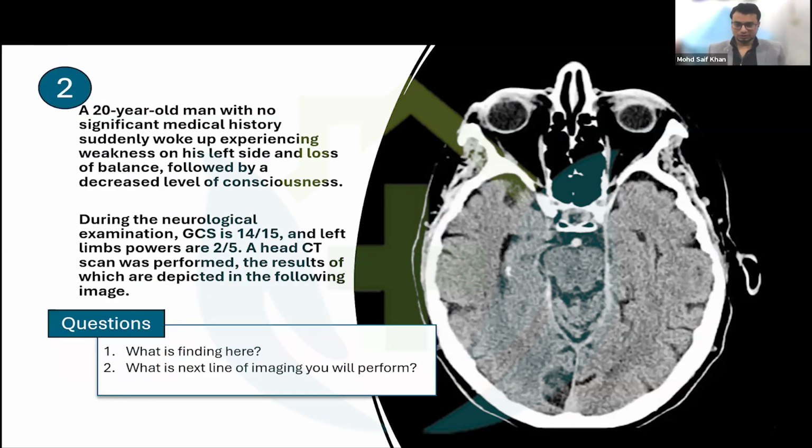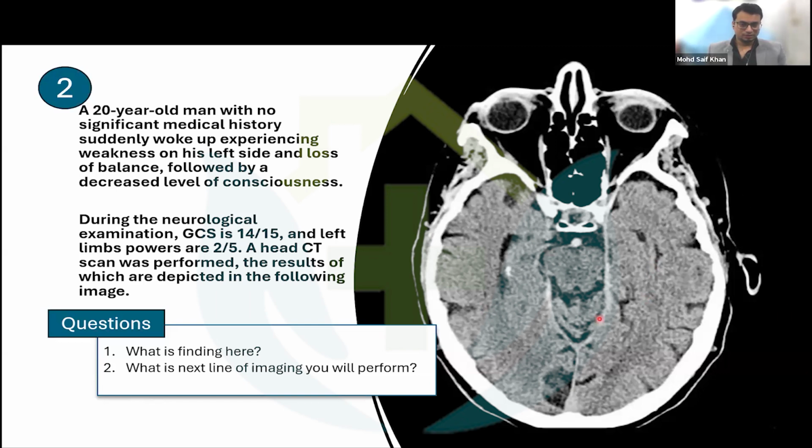Okay, this is the second question. So just to look at the CT scan. This patient is very young and developed neurological deficit, decreased level of consciousness. GCS is 40. Powers are bad on the left side, low power. So what could you expect in the CT?